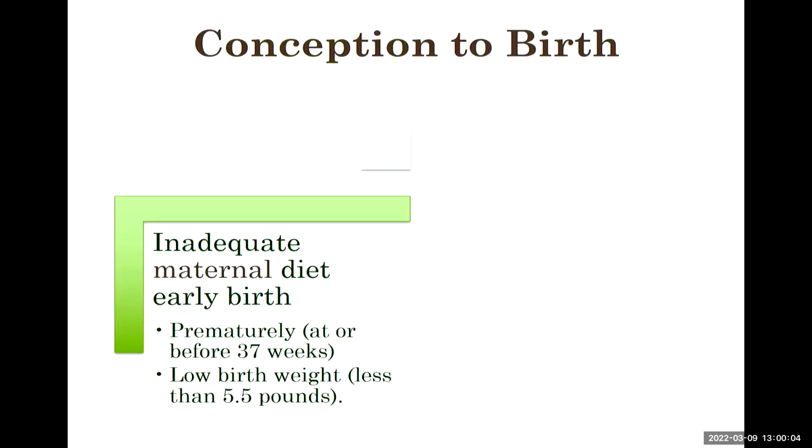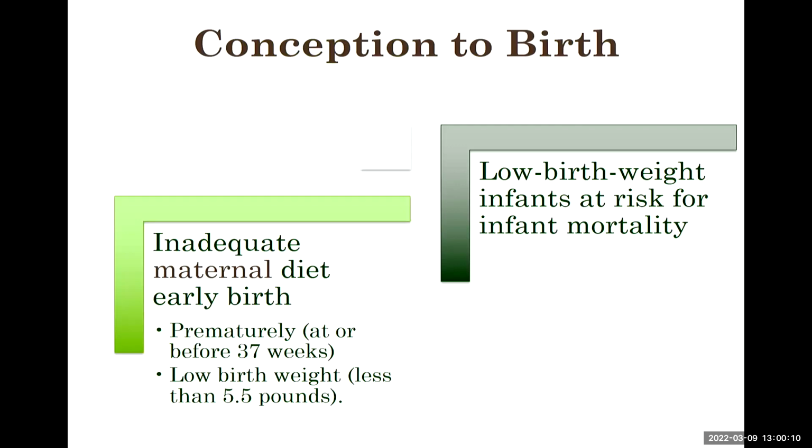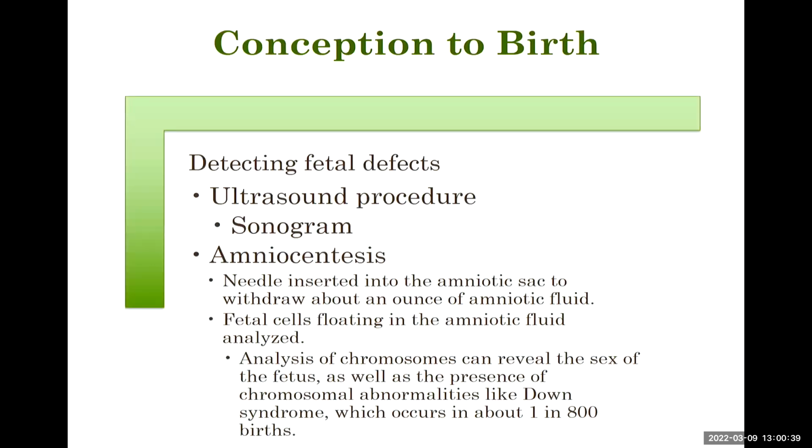So things that can contribute to problems: inadequate maternal diet. If you don't eat properly, you can have premature or low birth weight. Low birth weight babies have increased risk of dying, for example, sudden infant death syndrome or other issues. Inadequate maternal diet isn't just about the weight, it's about how healthy it is. Actually, people who are very overweight can also have a tendency to have low birth weight babies. The thing is to eat healthy, just like everything else in life.